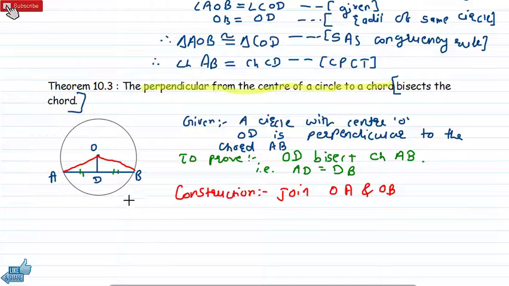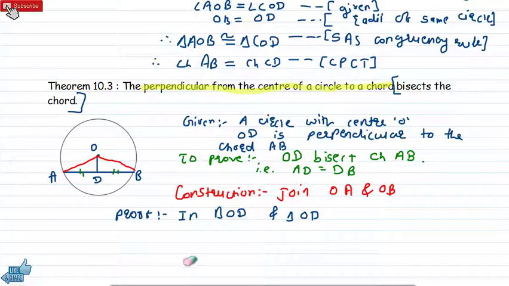So proof. Now come to the proof. Now proof, again we have to show two triangles are congruent. So take the name of triangle. I just write ODA first, ODA and then ODB. Triangle ODA and triangle ODB. Good.